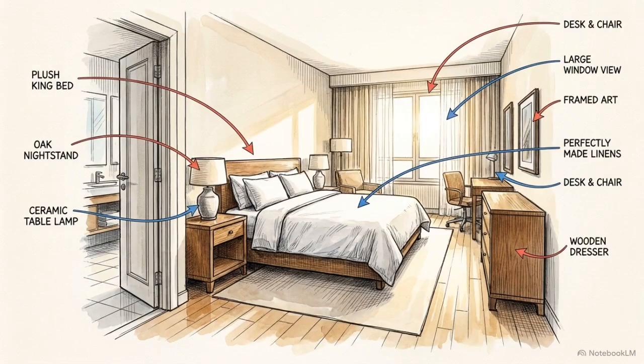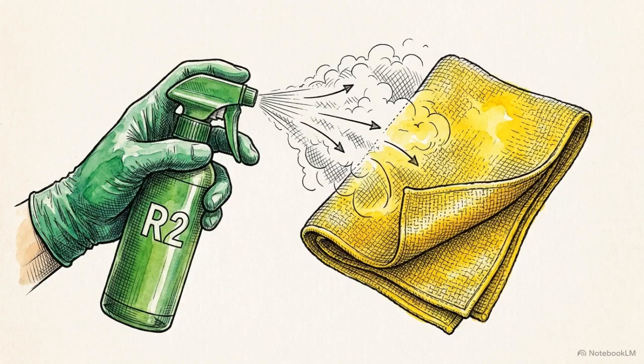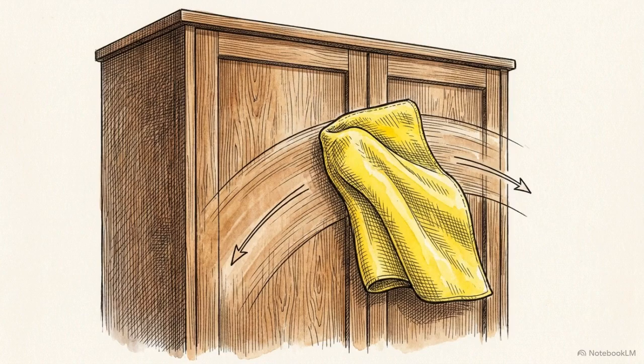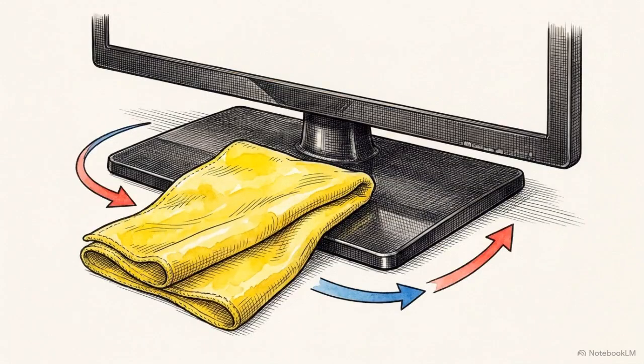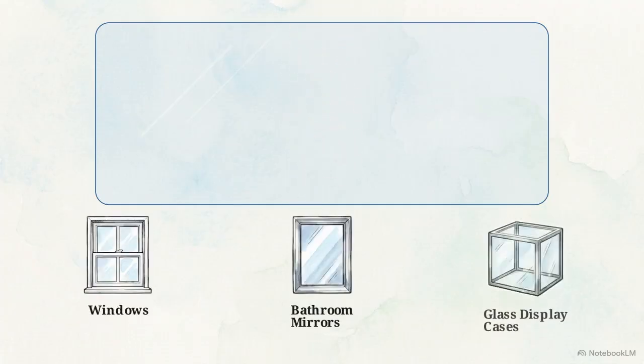Now that the bathroom is sanitized, we transition into the main bedroom area. Here, the focus shifts from heavy sanitation to delicate dusting and polishing. Take your diluted R2 general-purpose cleaner and apply it to a microfiber cloth. Use this for damp dusting cupboards, televisions, telephones and picture frames. For transparent surfaces, switch to R3. This ensures a streak-free finish on windows, bathroom mirrors, and glass display cases.